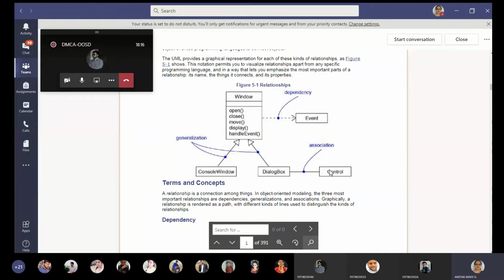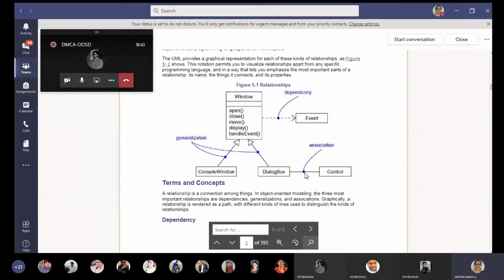Then moving on to the next one, dialog box and control. They are on the same cadre in the hierarchy. If you think about a dialog box and a control separately, when you are doing something on your system, can you segregate them? Is there any dependency? Is there any parent-child relationship? If you're not able to find one, the only remaining thing will be association.